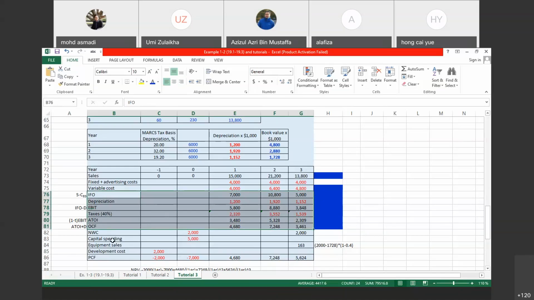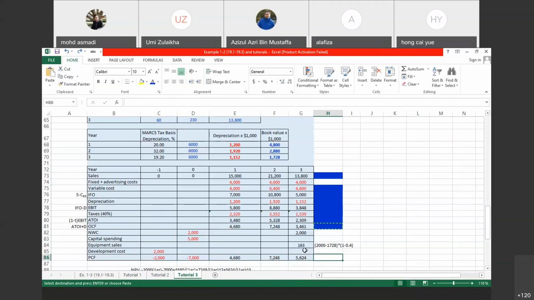Capital spending is 5,000. Sorry, I think our capital spending is not 5,000. This one should be 6,000, because of our equipment cost. This one is 7,000, 5,000. No, this one is still 5,000. Sorry. And then this one is negative 2,000, 7,000. There are some changes here.